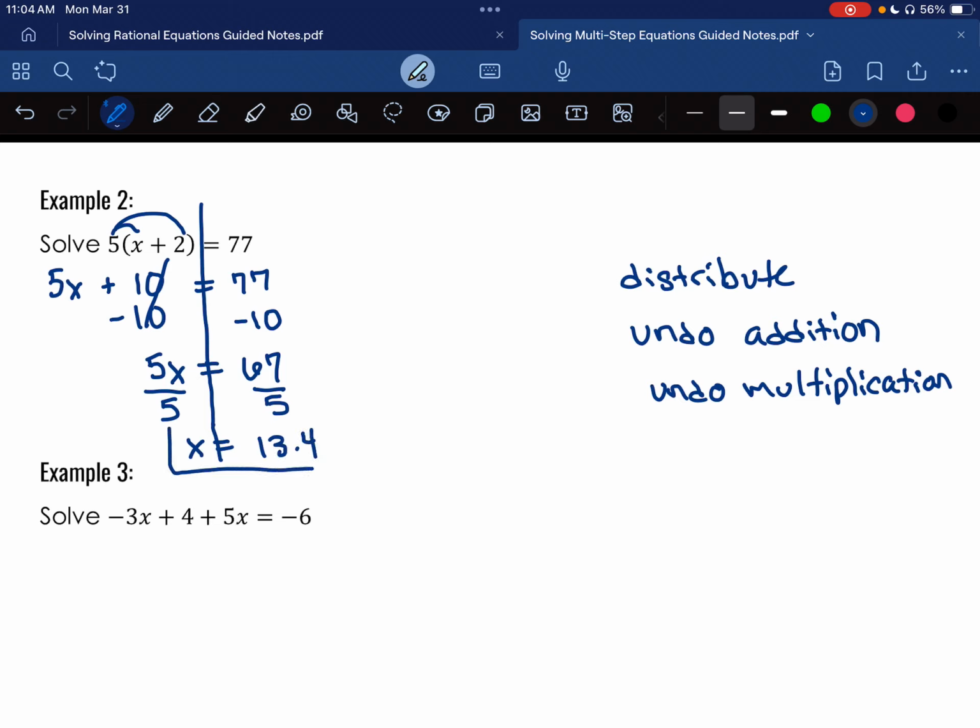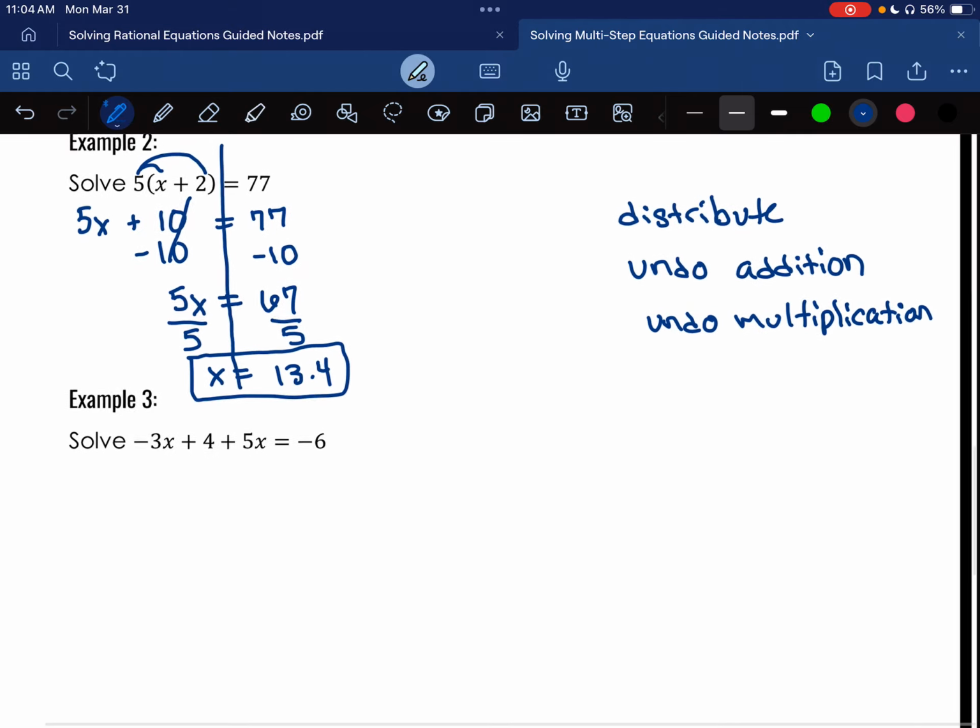And I always like when my students box their final answer, right? Not only so that I can see at a glance what their answer was, but they can as well when they're going back and looking at their notes later. All right, one more example, and then I'm going to let you do some work.